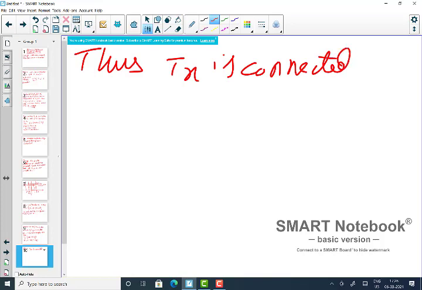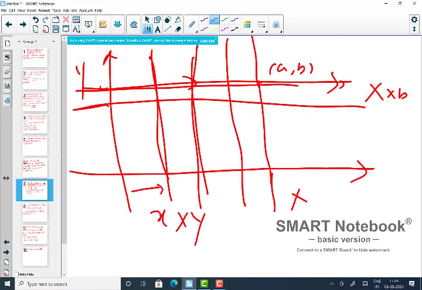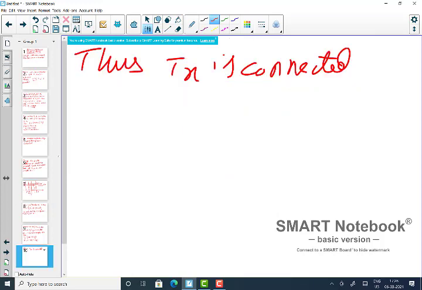Now when you vary x, what happens? This line is fixed, remember, and you are varying these vertical lines. If you vary all the x, then it will cover the full plane. That means the plane X cross Y is nothing but the union of T_x, x belonging to X. Is that okay? Because we are varying x, it covers everything, and we know that T_x is connected for every x.